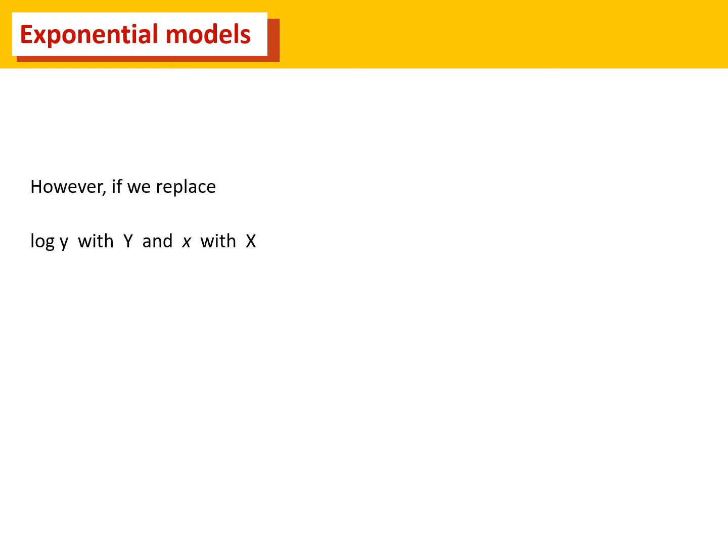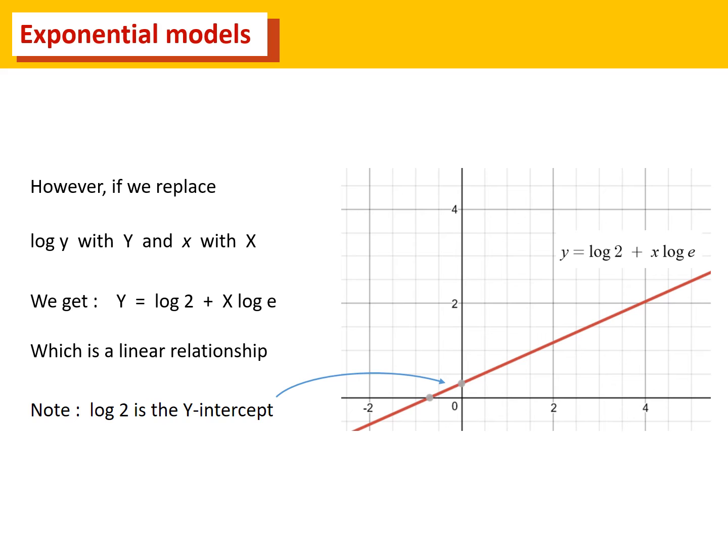And if we replace log y with y and x with x in that relationship, we end up with that. And this is a linear relationship along the lines of y equals mx plus c. So that straight line relationship, log 2 is the y-intercept, that would be the plus c in the y equals mx plus c, and log e is the gradient of the line.